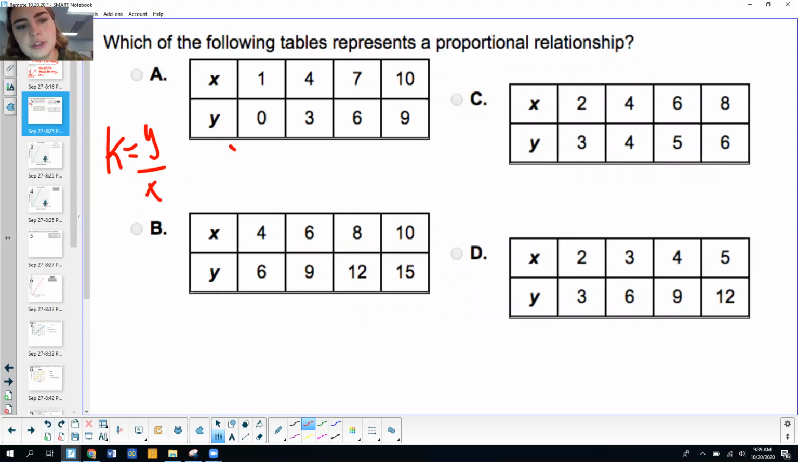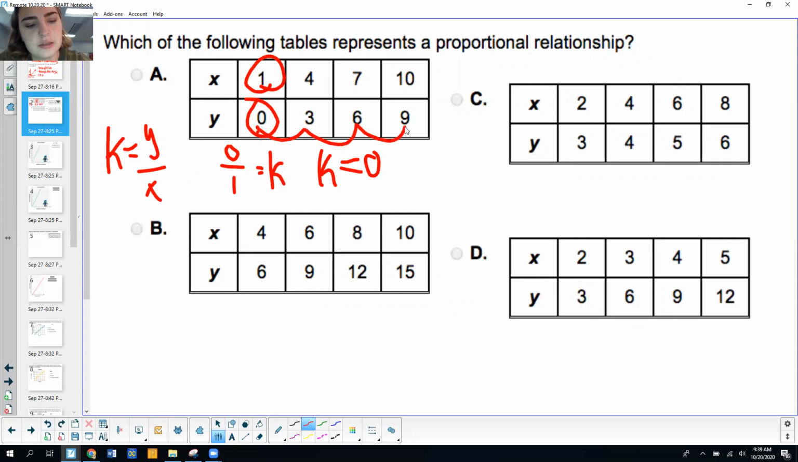So I'm going to take 0 divided by 1, because I've got 0, which is my Y, divided by 1, which is my X, which gives me K. Well, in that case, 0 divided by anything is going to give me 0. So that's going to be K equals 0. That means the change in K is going to be 0, which means the change in all of these would be 0, which doesn't make any sense. So this one is not a proportional relationship.